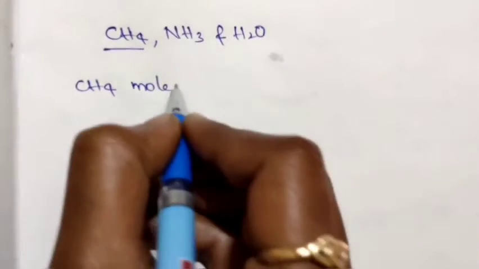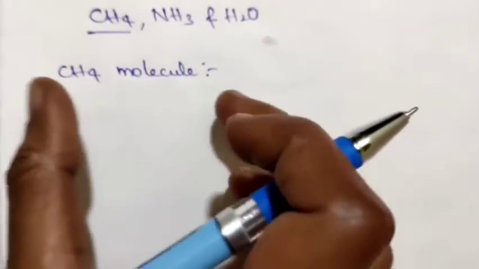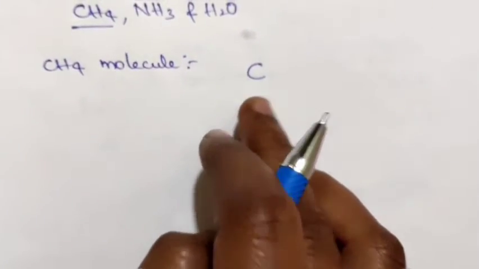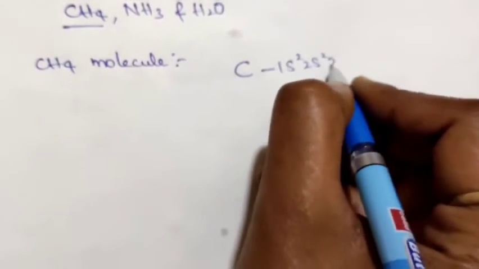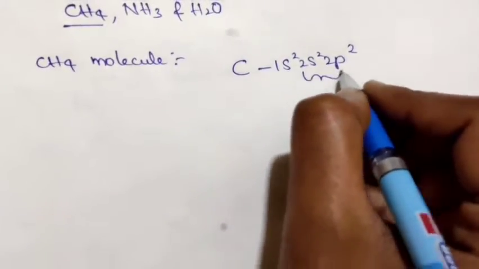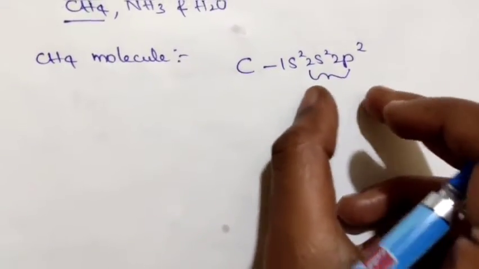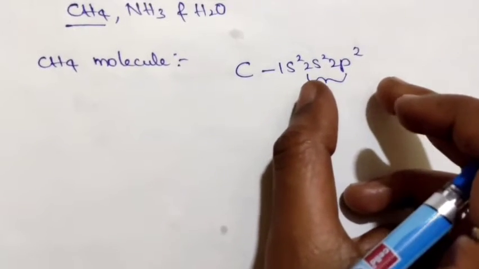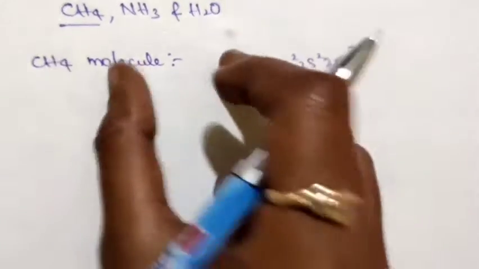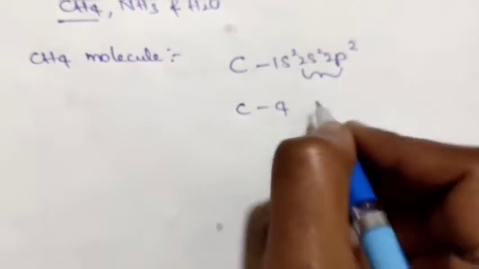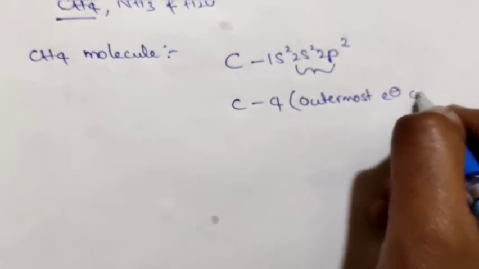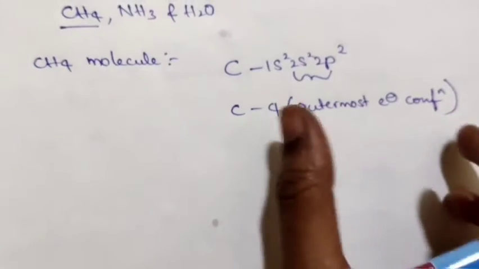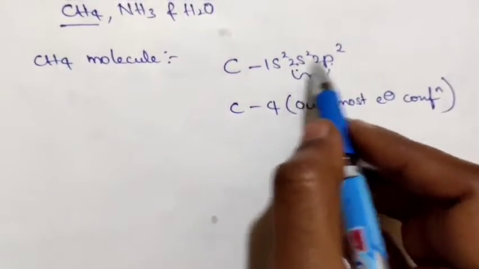CH4 molecule. In the methane molecule, carbon is the central atom and it has the electronic configuration 1s2, 2s2, 2p2. This 2s2, 2p2 is the outermost valency electronic configuration. The outermost valency electronic configuration of carbon is 4. Okay, and in this one we are having the 4 electrons.